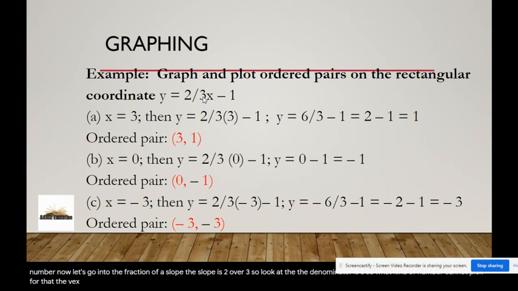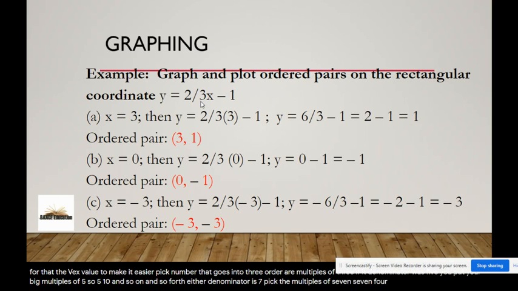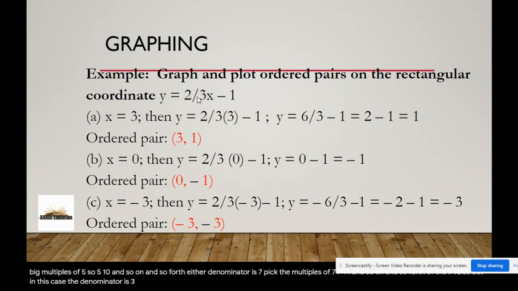For the x value, to make it easier, pick numbers that are multiples of 3. If the denominator was 5, you pick multiples of 5, so 5, 10, and so on. If the denominator is 7, pick the multiples of 7, 7, 14, and so on for the x value. But in this case, the denominator is 3, so pick multiples of 3. So 3 for my positive number, 0, and negative 3 for my negative number.